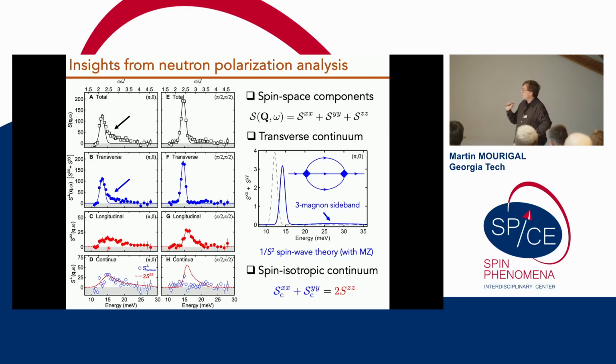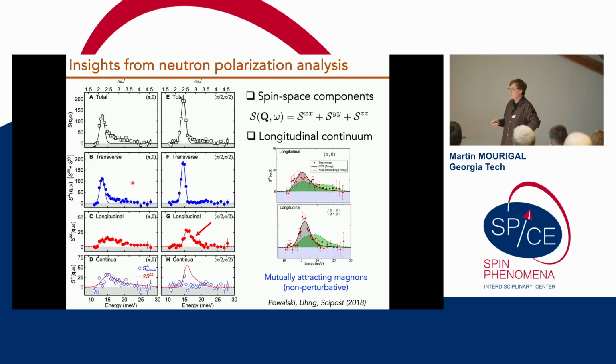When I was a grad student, I tried to use 1/S² spin wave theory to analyze that data. Here we have a collinear magnet, so the next best thing after calculating your two-magnon continuum, which is in the longitudinal channel, is to calculate the three-magnon continuum. If you do that calculation, you find that the three-magnon sideband in 1/S² spin wave theory is vanishingly small and very diffuse. So at the time, we could not explain this in terms of magnons.